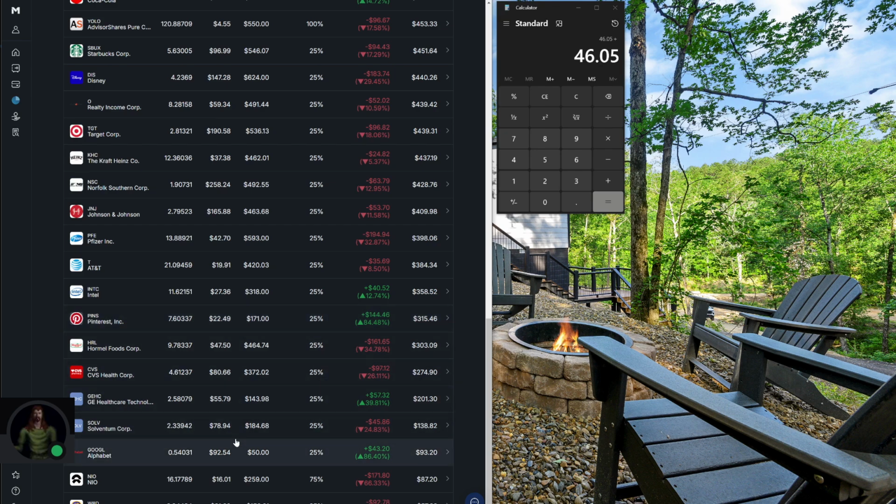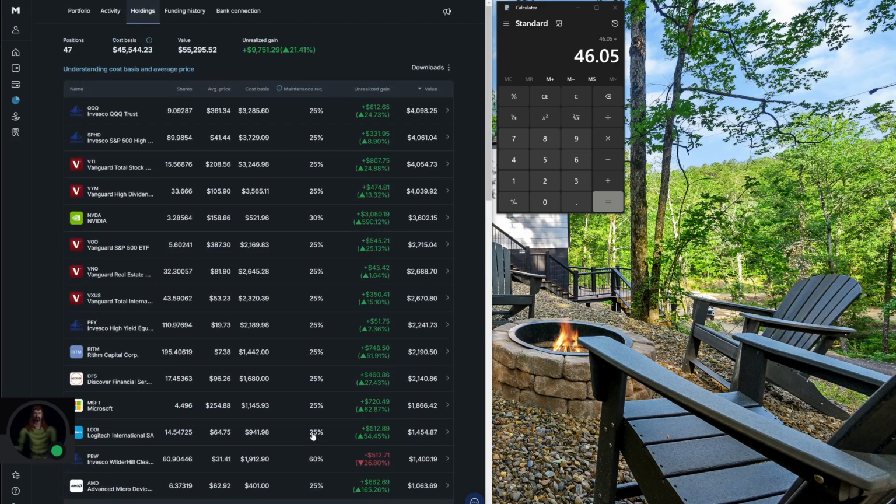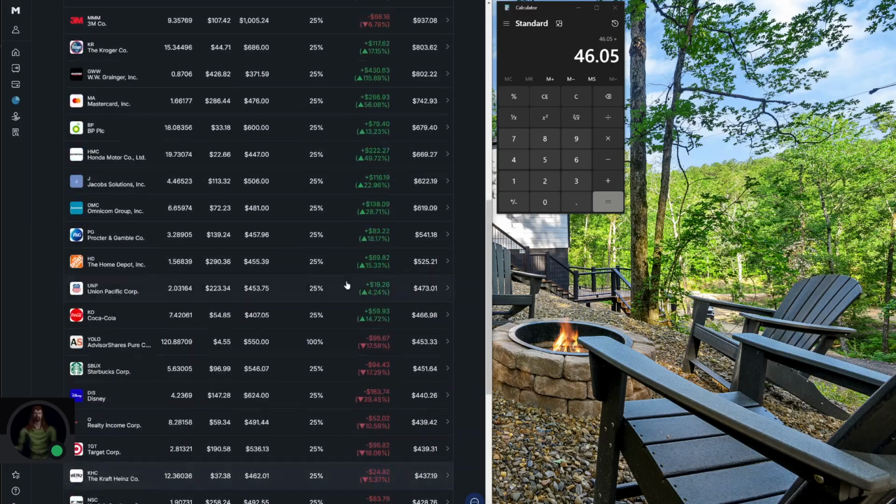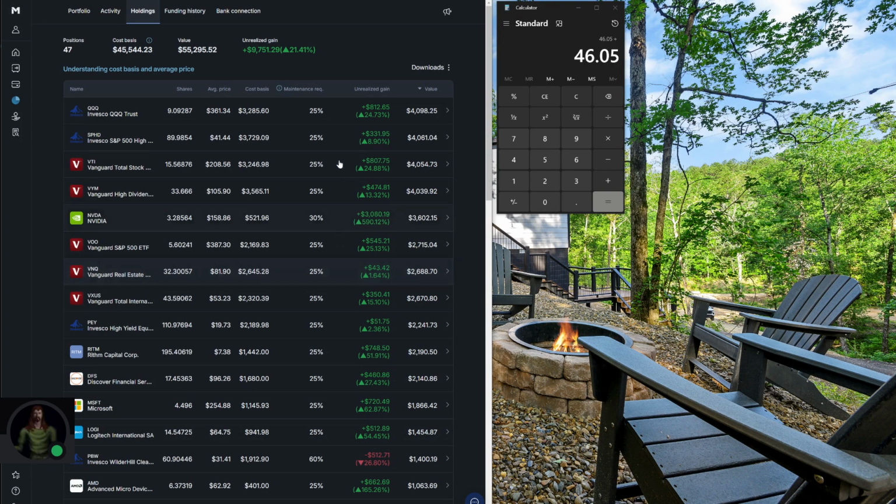Pinterest is doing fairly well. Nio, I want to get rid of that one. That was kind of a hype stock I bought. But yeah, overall, pretty good portfolio, I think. I don't want 47 positions. I want to get that down to probably in the 30s. But when I first started investing, I got really excited and just put money in everything. So now I've got to tweak it from there.